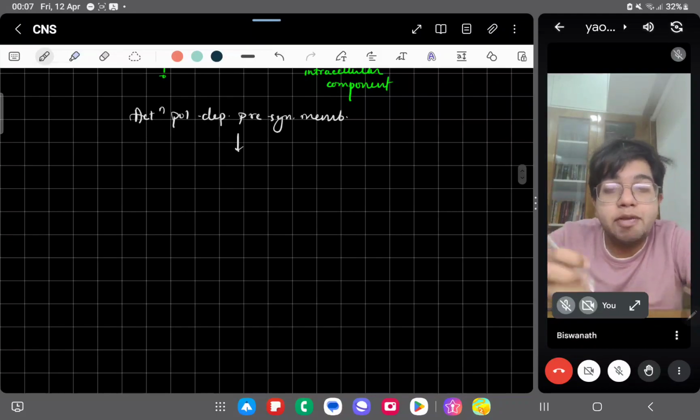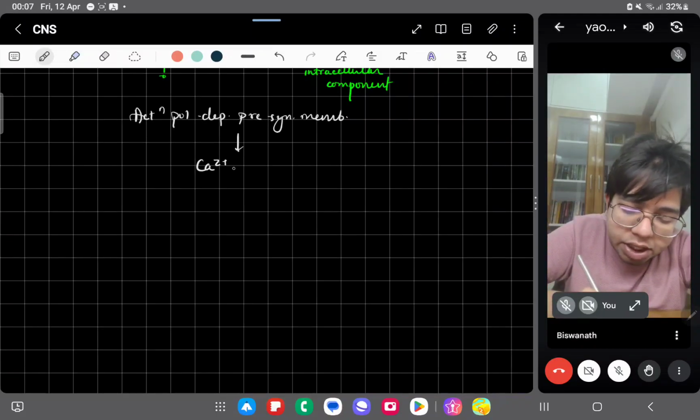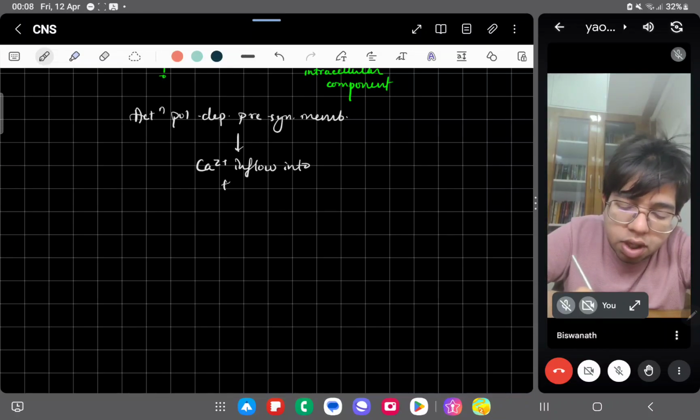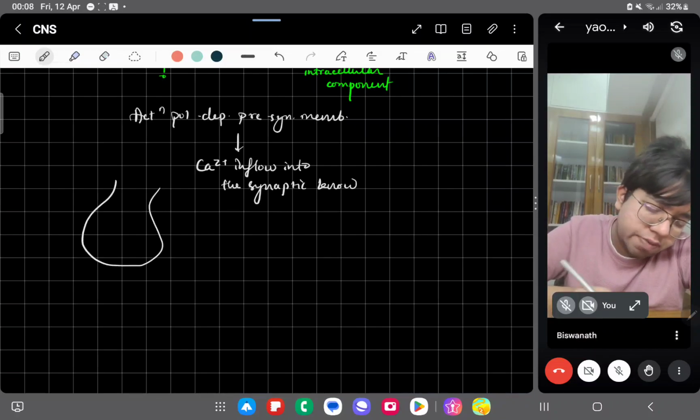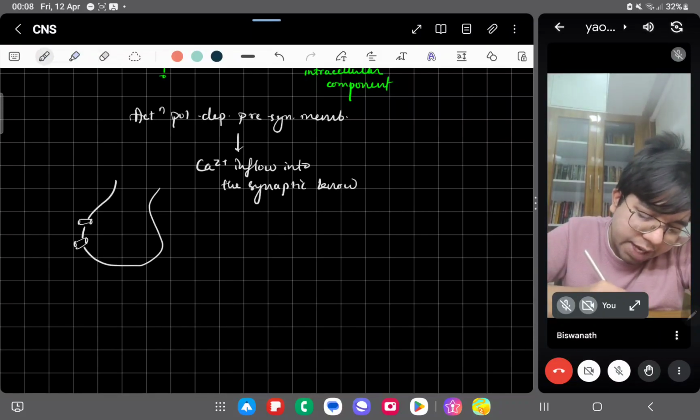There will be calcium inflow into the terminals. There will be calcium inflow into the synaptic knob. Here we saw, there will be some calcium channels. So from this calcium channel, what will occur? Your calcium will influx.